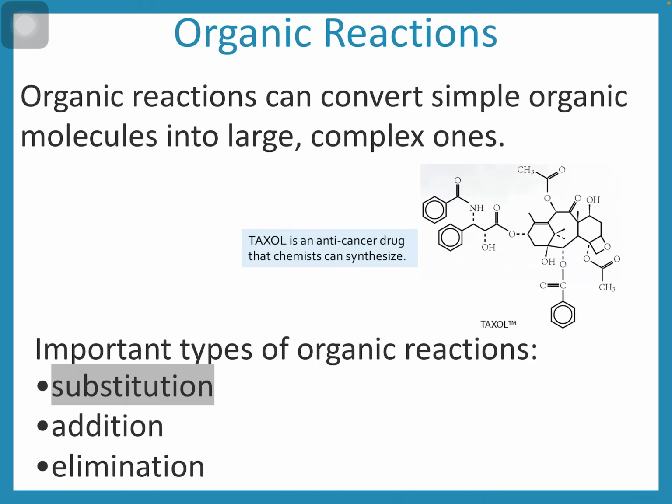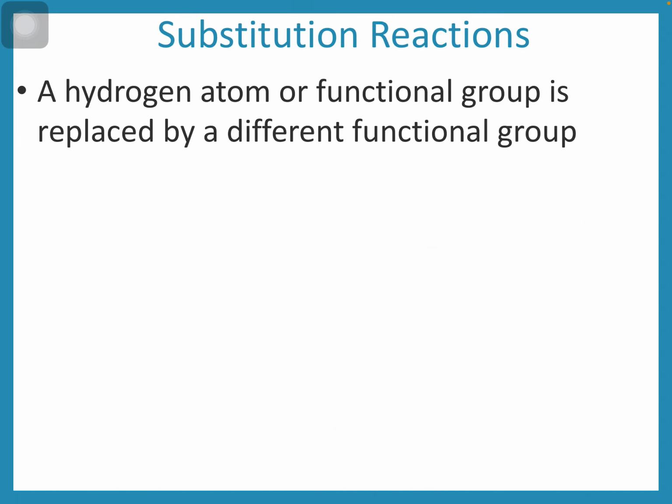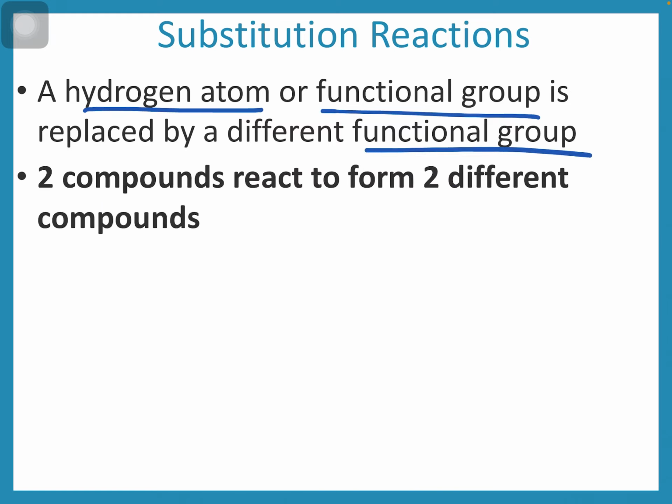We've already talked about addition and elimination in previous lessons, and we'll be looking at oxidation and reduction, and also condensation and hydrolysis later on. Substitution reactions are when a hydrogen atom or a functional group gets replaced by a different functional group. So we have two compounds reacting, and two different compounds being formed, as we have that switching of functional groups or swapping of a hydrogen atom for a functional group.